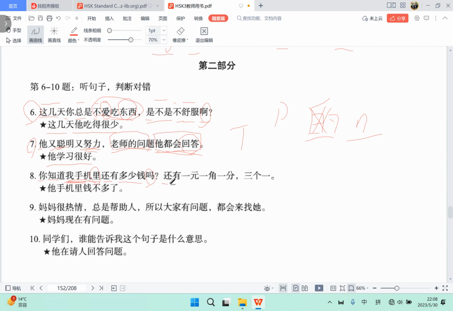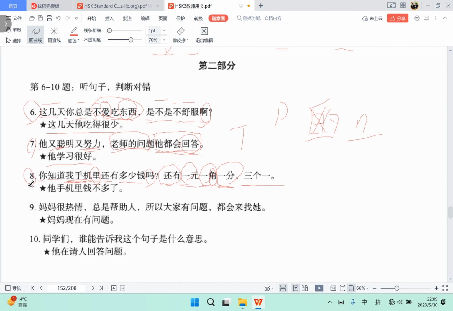And the reply 还有1元1角1分3个1. So there are still 1 yuan, so 1 buck. 1角 is more like 10 cents. 1分 that is 1 cent. So there are still 1 buck and 11 cents, 3个1, right? Because it's 1 yuan and one dime actually, and 1分 so 1 cent, 3个1.